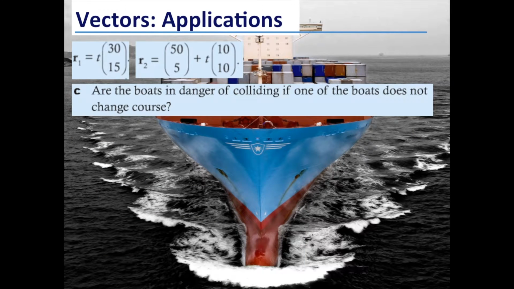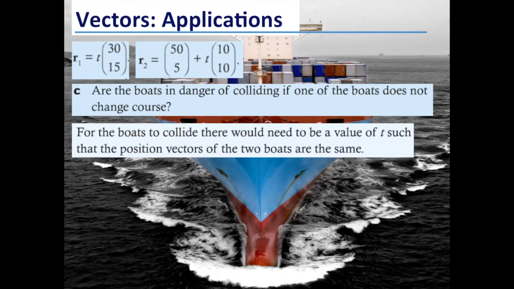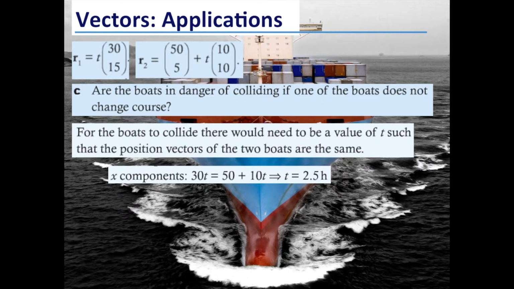Part C then is what we're especially interested in: are the boats in danger of colliding if one of the boats does not change course? Exactly as we did in the previous question with three dimensions, we are going to look at what happens if we set the x components equal. If they're consistent, we can interpret that the boats will collide, and if they're not, they won't collide. So the x component for r1 would be 30t. The x component for r2 is going to be 50 plus 10t.